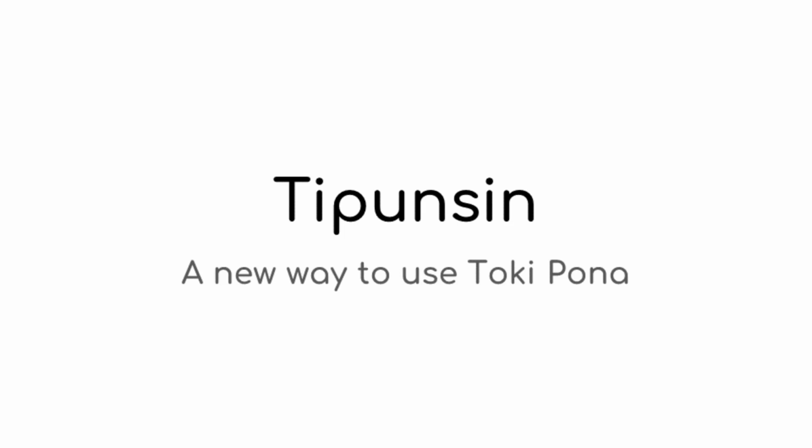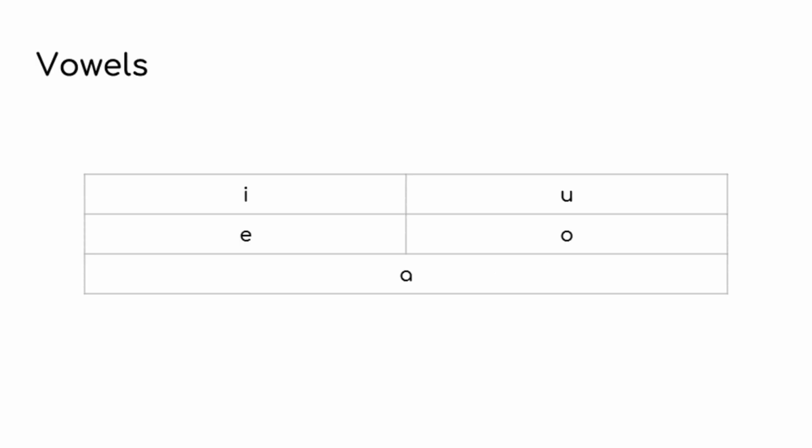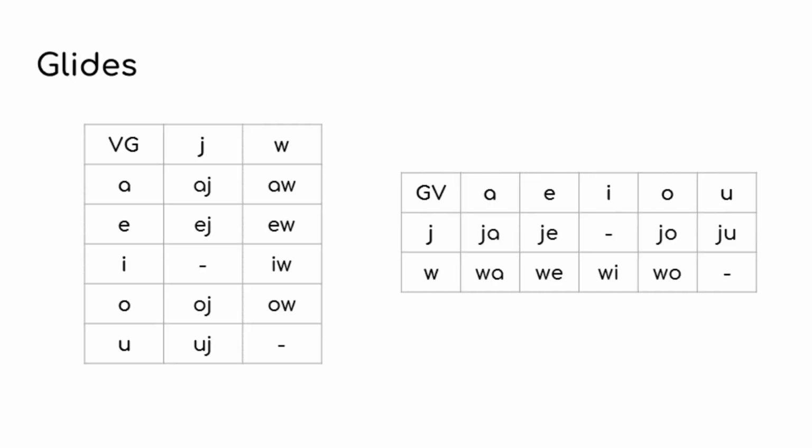Let's see how it works. Vowels: nothing to say about it, just regular Toki Pona. Now glides are a thing. I had to increase the amount of possible syllables. In Tipunsin, they are ai, au, ei, eu, iu, oi, ou, ui, ya, ye, yo, yu, wa, we, wi, wo. And the intersections of these combinations are also possible. For example, yeo, the intersection of ye and eo.